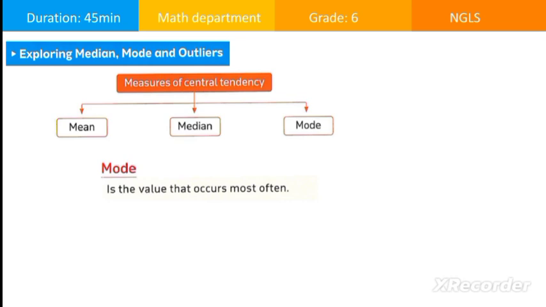Today we talked about the second lesson, median, mode and outliers. We know from the last lesson the mean, and now we can talk about mode and median. The mode is the most common value, or the value that occurs most often.